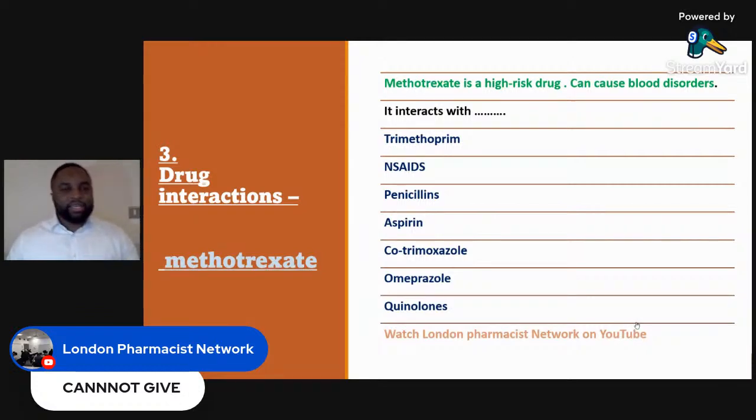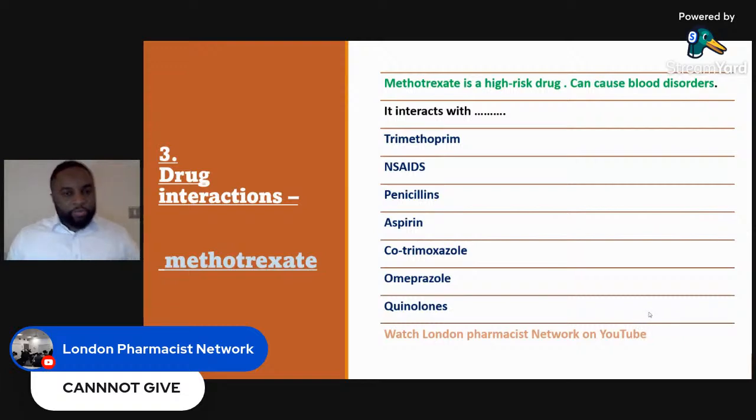NSAIDs are things like naproxen, ibuprofen, nefopam, diclofenac. Those drugs can also interact with methotrexate. They work by reducing kidney function. And by doing that, methotrexate could sit around in the system for a lot longer than it should, which can then increase the risk of side effects like blood disorder symptoms. So in some cases where a patient has to take methotrexate and NSAIDs, we can adjust the dose of the NSAID. By adjusting the dose, we can then reduce the effect of NSAIDs on kidney function.